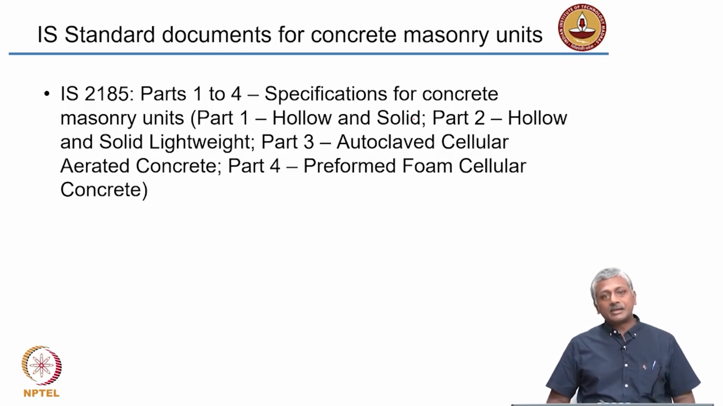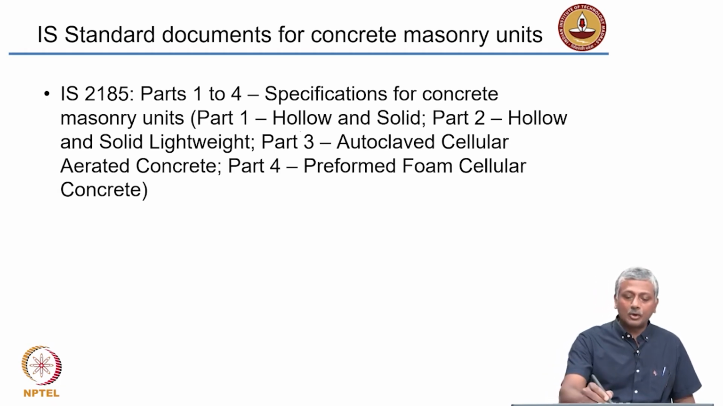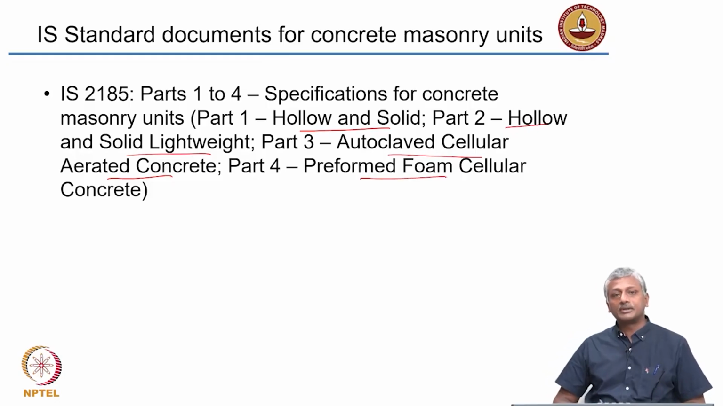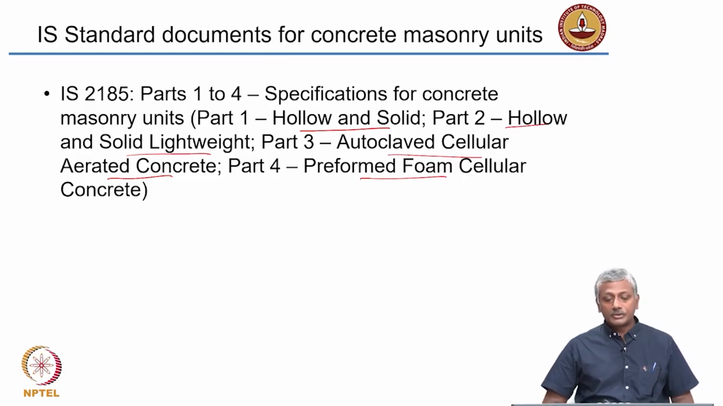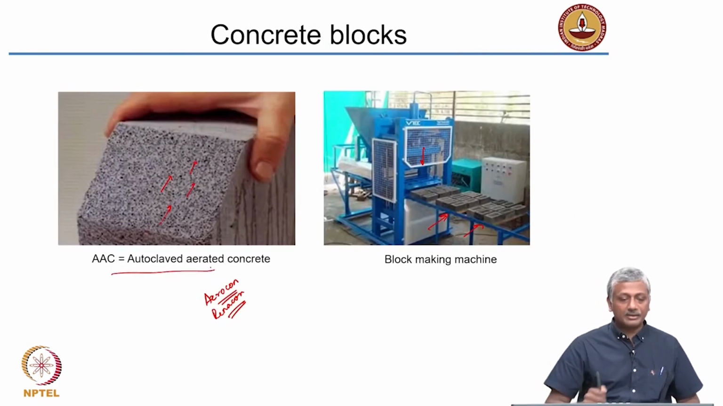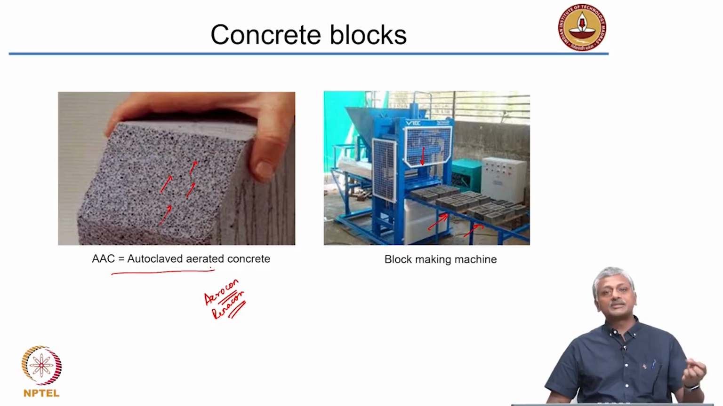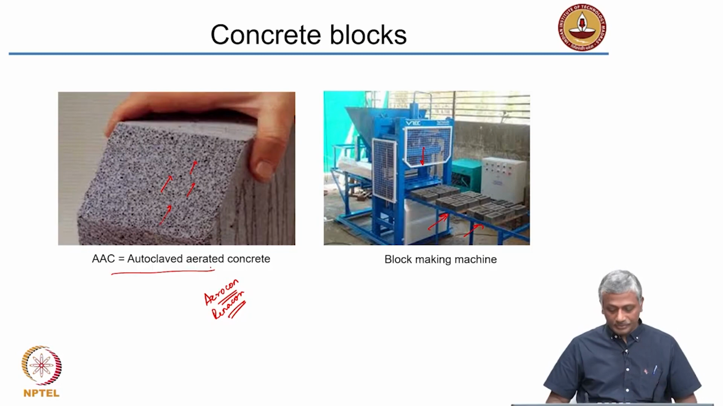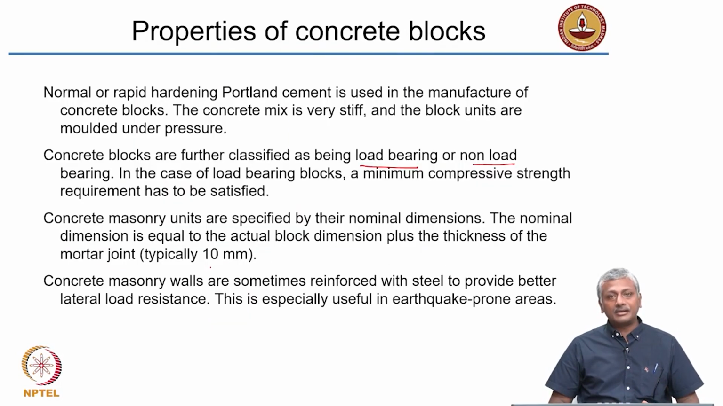So again, some examples of concrete blocks are given here with respect to masonry units which are hollow and solid, lightweight units, autoclaved cellular aerated concrete and preformed foam cellular concrete. So, what is the difference between autoclaved cellular aerated concrete and the others? This is exactly what I showed you here. This is actually an autoclaved aerated concrete. That means you put in an aerating agent into the concrete and allow it to create gas inside, okay. That is called autoclaved aerated concrete.